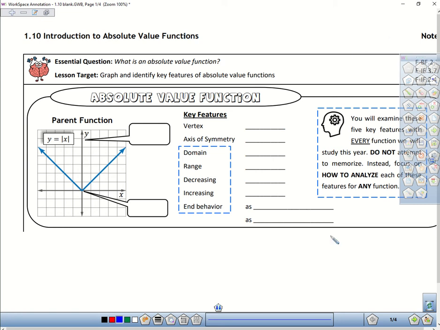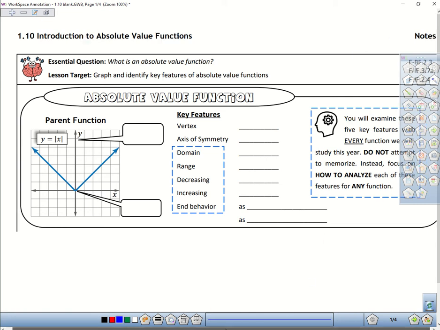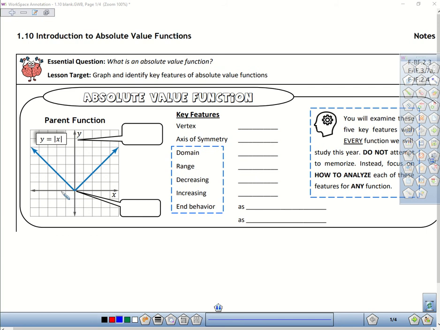Okay. So an absolute value function is basically a function where all of the outcome values, the y values, are going to turn and be a reflection of the other side of the graph. And this is over what we call the axis of symmetry. Axis of symmetry.